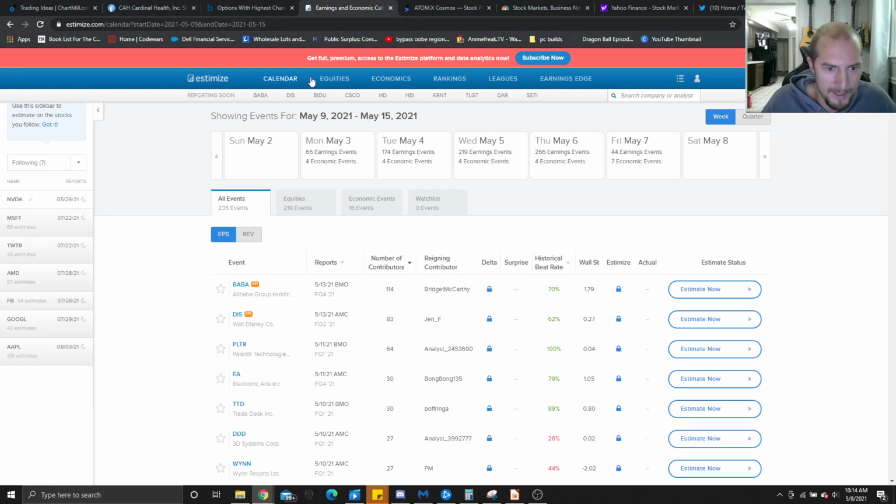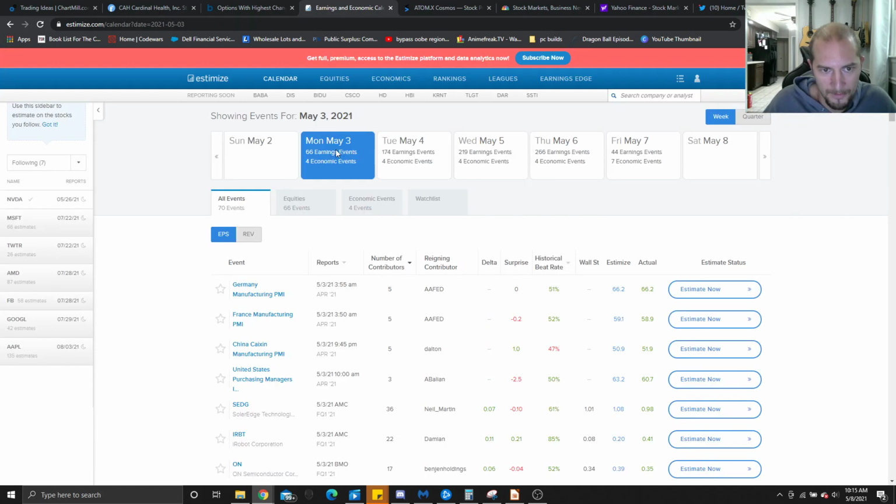Next up, we're going to go to Estimize. Estimize is a website where private people, like individuals or professionals, can offer their analytics or things of that nature for certain tickers. But the main thing I want to talk about here is this calendar. You can look at major economic events that are upcoming. Let's just click here on Monday, May the 3rd. You see there's 66 earnings events and 4 economic events coming up on Monday, May the 3rd.